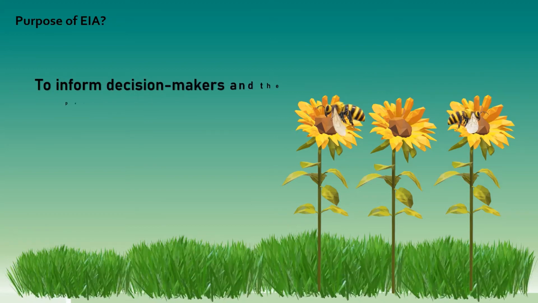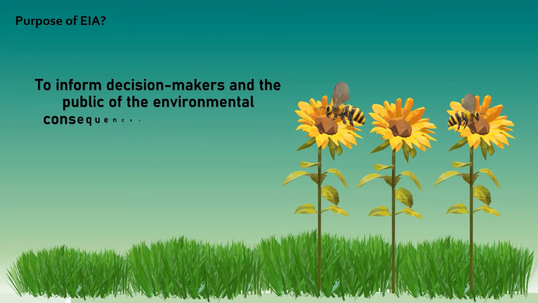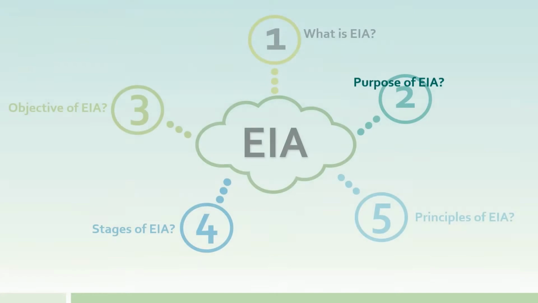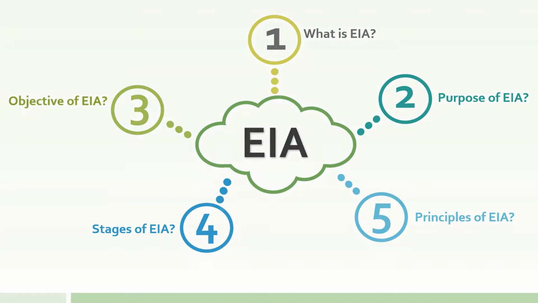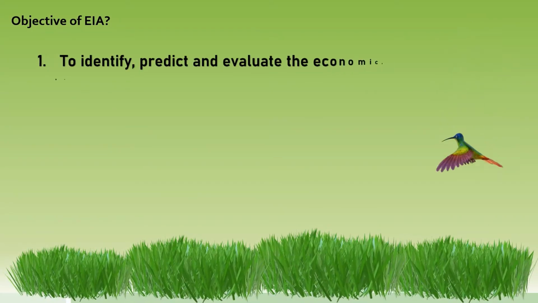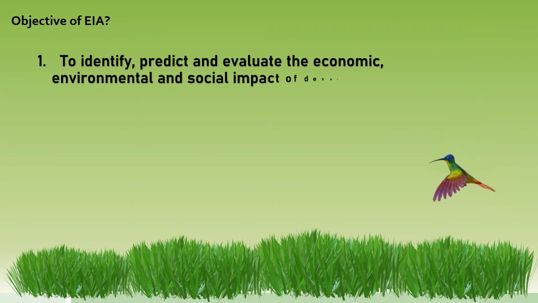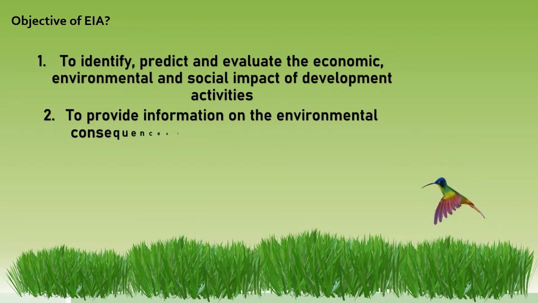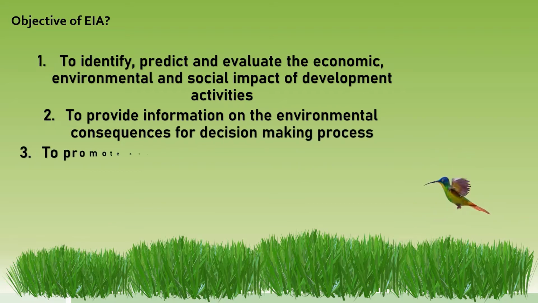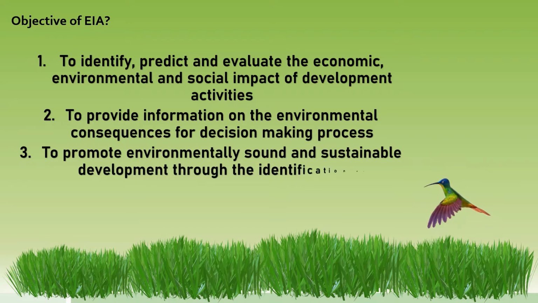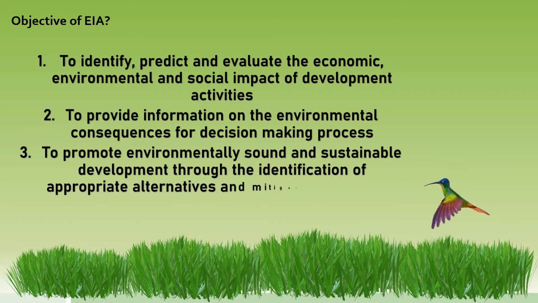The purpose of EIA is to inform the decision maker and the public of the environmental consequences of implementing a proposed project. The objectives of EIA include to identify, predict and evaluate the economic, environmental and social impact of development activities, to provide information on the environmental consequences for the decision-making process, and to promote environmentally sound and sustainable development through the identification of appropriate alternatives and mitigation measures.